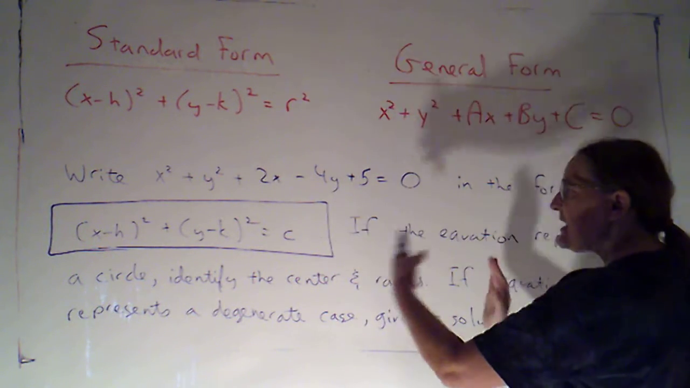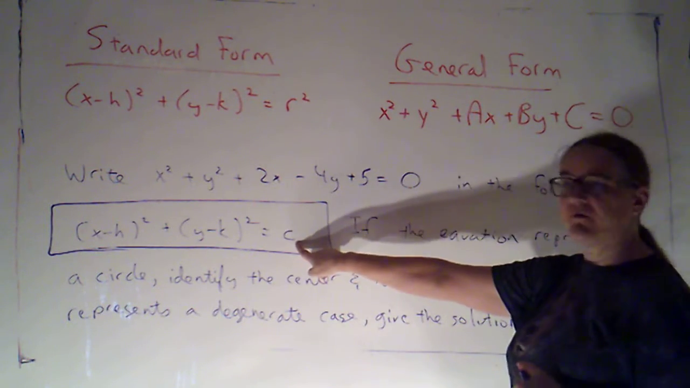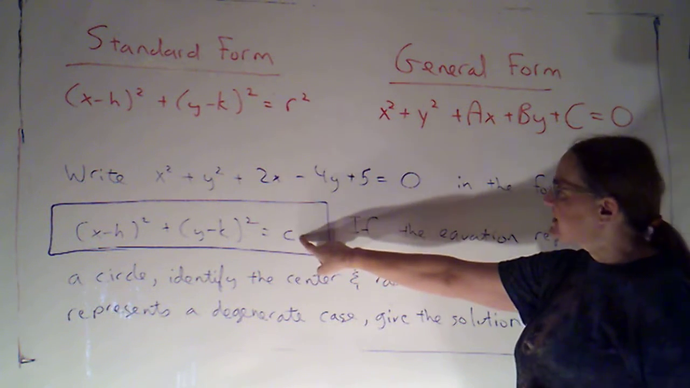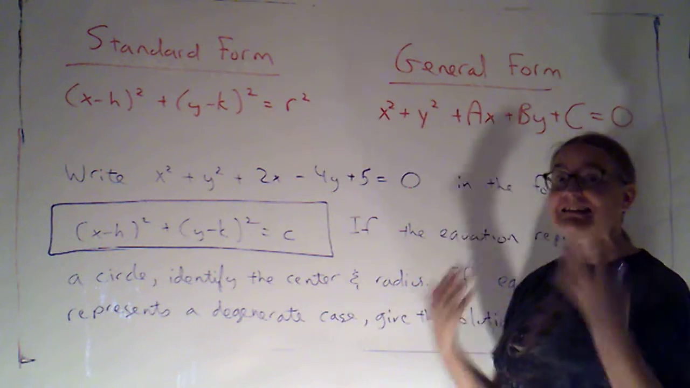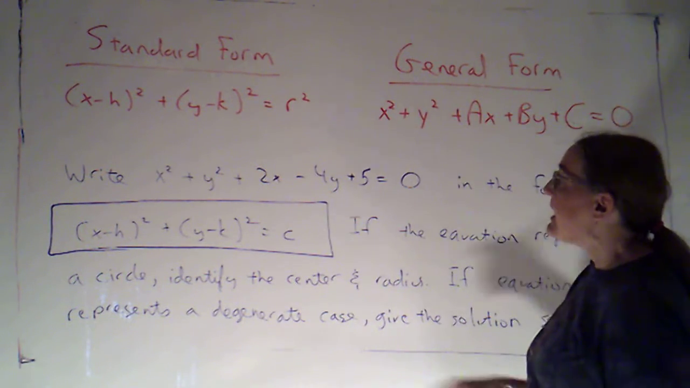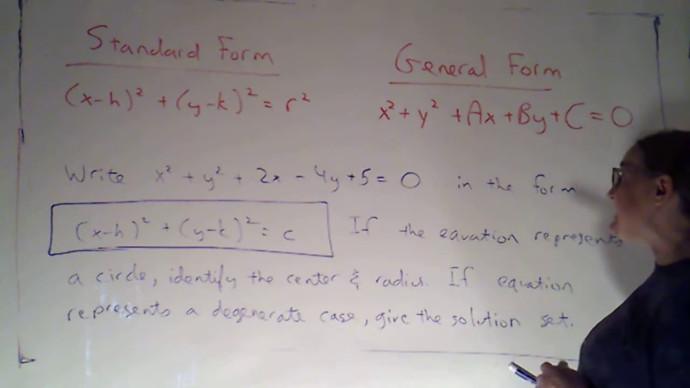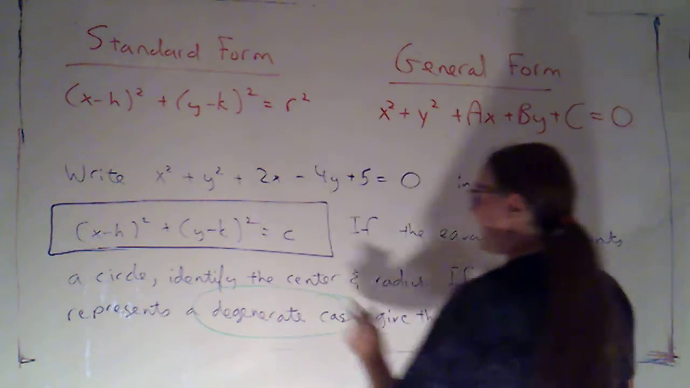There's nothing that says when I complete the square and move the constant over to the right-hand side that it has to be a positive constant. And if it's not a positive constant, then it doesn't match the standard form for a circle. It's not going to give me a circle. If c is 0 or c is negative, we call those a degenerate case.